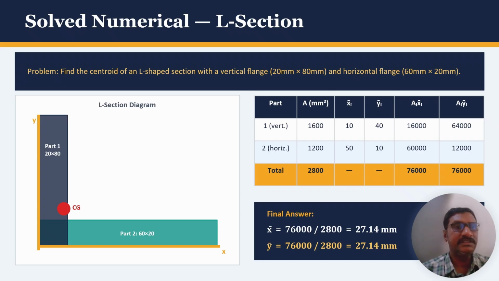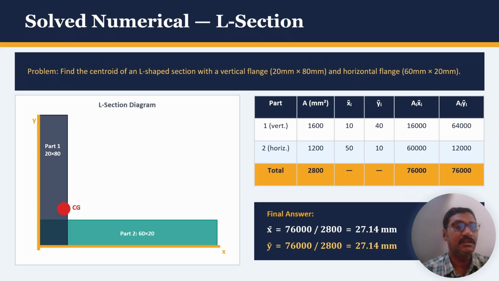Step 1 is divide the shape. The L section can be easily divided into two rectangles, part 1 and part 2. Part 1 is the vertical rectangle, 20 mm wide and 80 mm tall, the upright portion of the L. The second part is the horizontal rectangle, 60 mm wide and 20 mm tall, the base portion of the L. You should note one thing here: you could also think of it as a large 80 by 80 rectangle minus two pieces, but the two rectangle approach is simpler here.